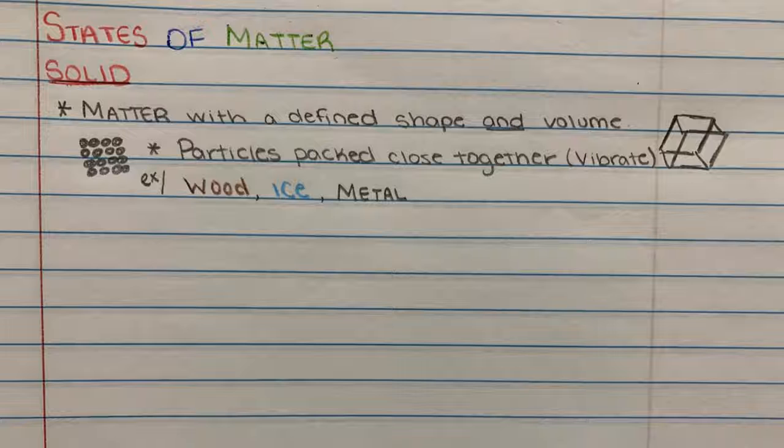And so while we're seeing that, we've got some examples. Wood is a great example. It's a pretty nice, thick piece of solid. Ice is a great example. When we're talking about phase changes, we'll talk a lot about ice, water, and water vapor. So knowing that ice is the solid form of water is pretty important. And we also know that metal is a great example of a solid as well.